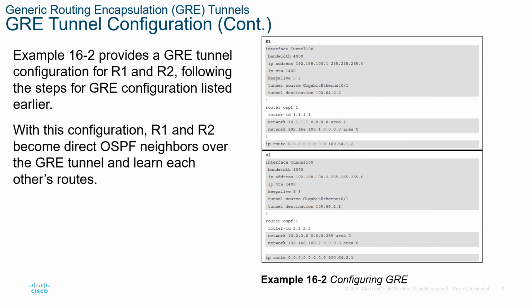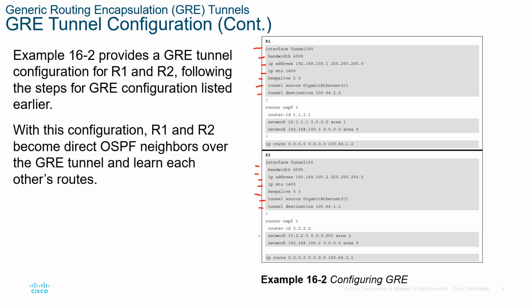So here is how we would configure it on R1 and R2. You'll notice first things first, we have a tunnel interface. We assign bandwidth, an address, an MTU, a keepalive, and then we do our tunnel source and our tunnel destination. From there, on the remote side, we do the exact same thing: interface, bandwidth, address. We set up the appropriate MTU, we set up the keepalive, tunnel source and tunnel destination. And from there, we can look at and build out our networks.